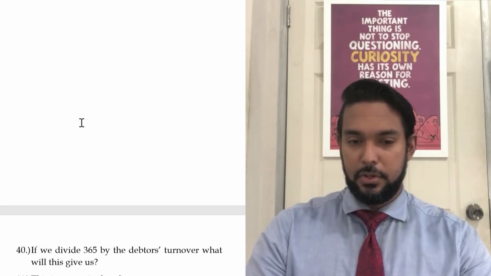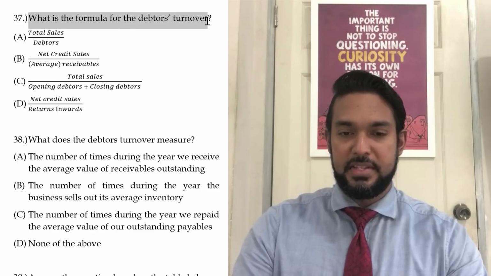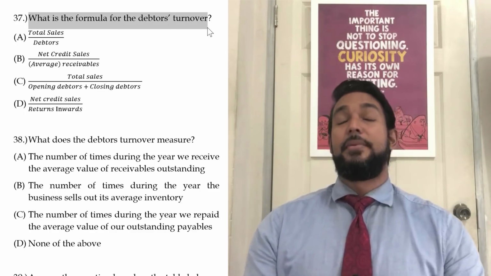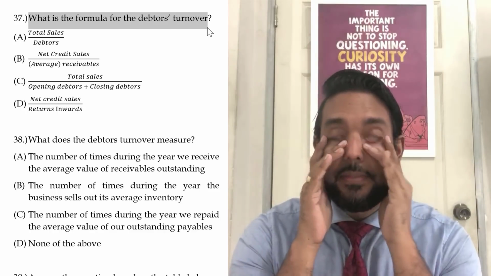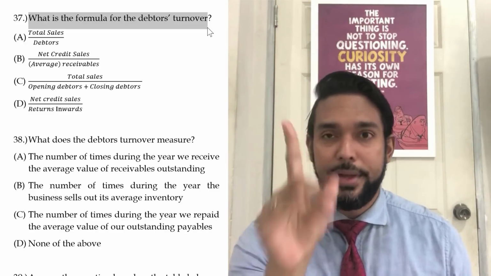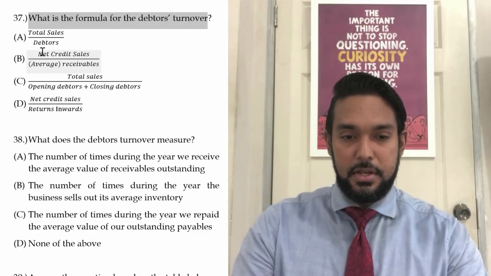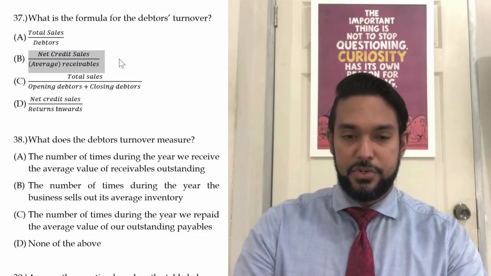All right. Let's go down again now. All right, guys, number 37. What is the formula for the debtors turnover? One time I asked this in class, what's the debtors turnover? And the man says, so coconut? I'm like, no, not that kind of turnover. Anyhow, if you've downloaded the sheet, you know the answer to this. It is net credit sales divided by average receivables.